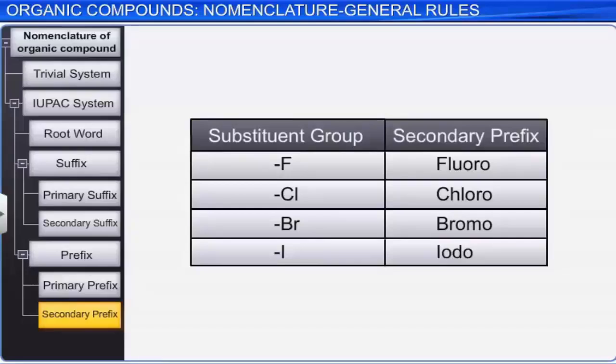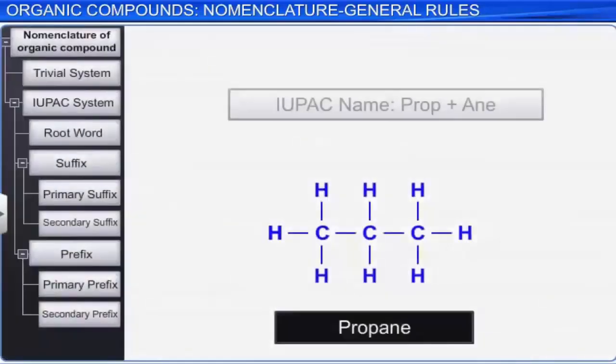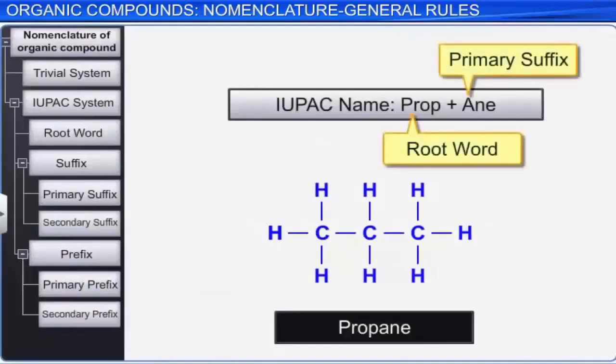Some secondary prefixes and their substituent groups are fluoro for fluorine, chloro for chlorine, bromo for bromine, iodo for iodine respectively. However, in acyclic compounds, the primary prefix is not used. So, if the prefix cyclo is not used, it indicates that the compound is acyclic, as in propane.